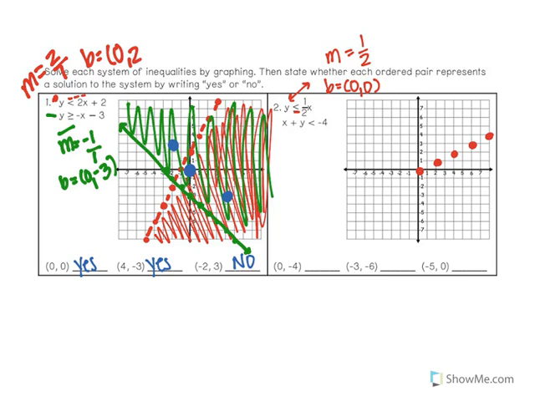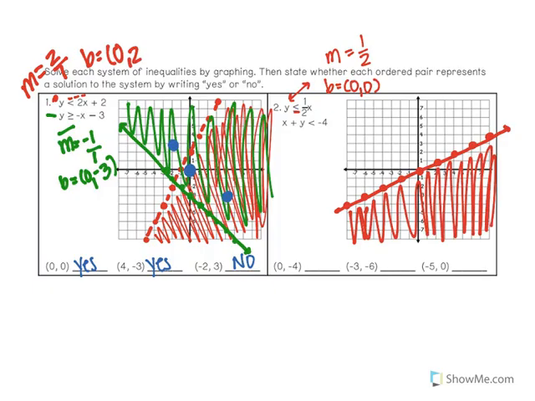Again, I am graphing extra points just because it makes sure that I do it right. And again, this was a solid line, so we are going to draw a solid line through, and it says y is less than, so we're going to shade less than. Then I'm going to do in green the second one.